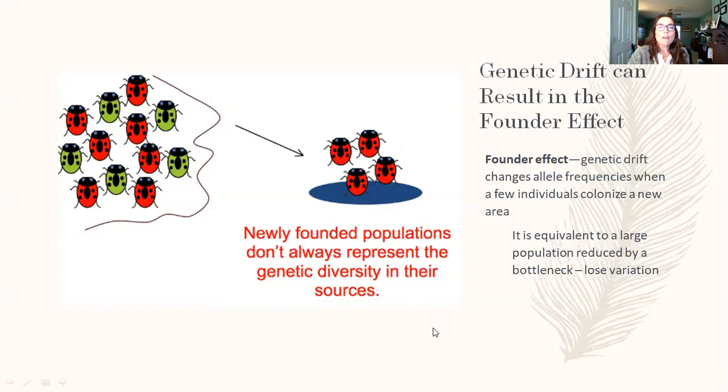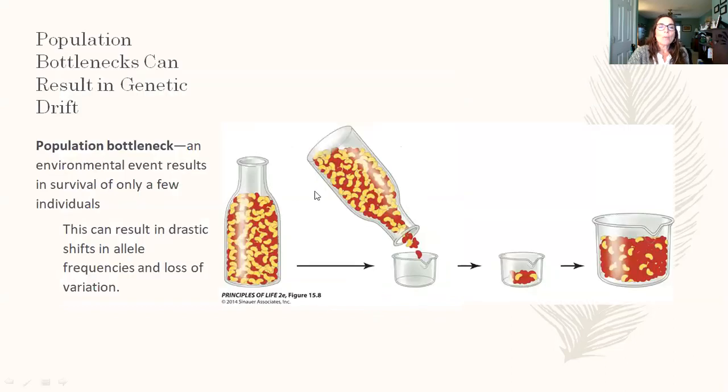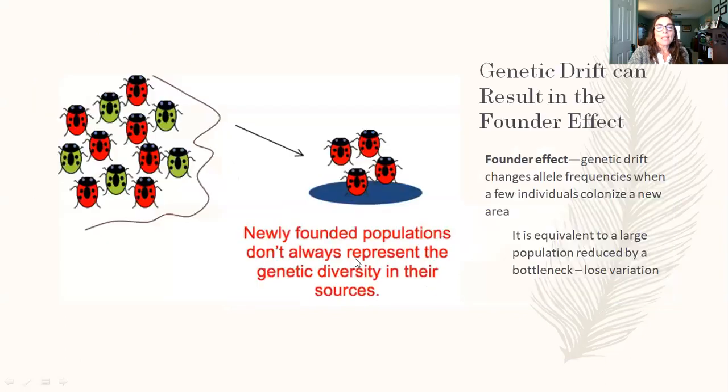So it's sort of the same situation as we saw with the bottleneck. You started with a diverse, large population, and then the newly colonized area has only a few of the individuals that represent the original population. And so you lose a lot of variation. And of course, the allele frequencies here are quite different from here. So that's a source of evolutionary change.